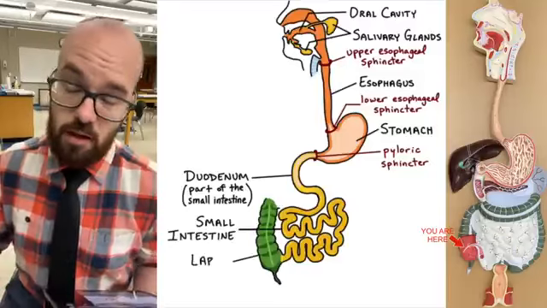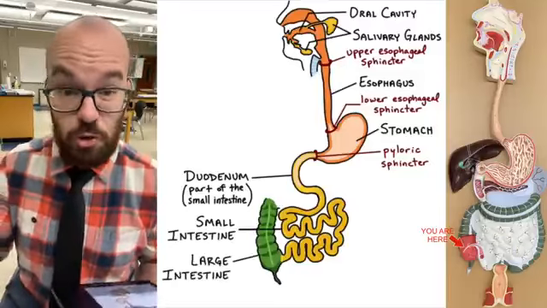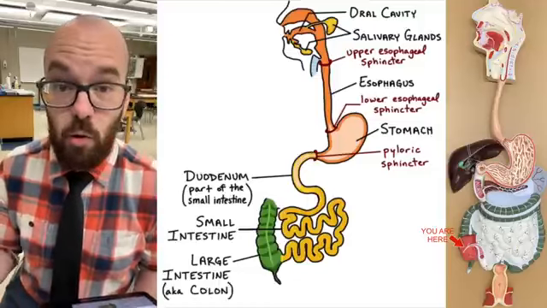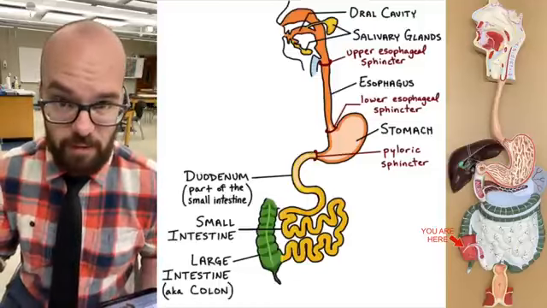The large intestine isn't called large intestine because it's longer. It's actually shorter than the small intestine, but it's bigger around, it's larger, and so we call it the large intestine. But it also has another name, and that other name is the colon. So anytime you hear colon or large intestine, it's exactly the same thing. They're synonyms of each other. You can call it whichever one you want. They both mean the same thing. Colon, large intestine, one and the same.